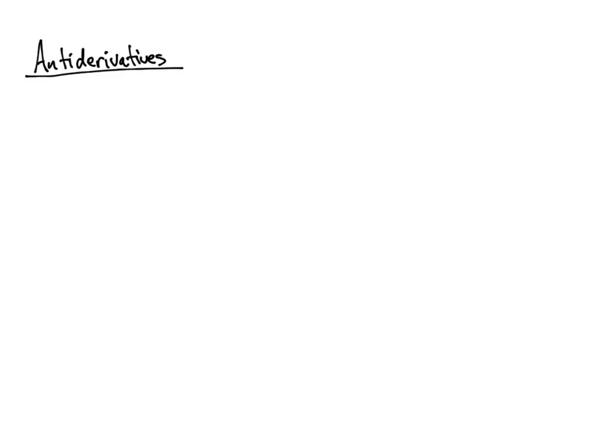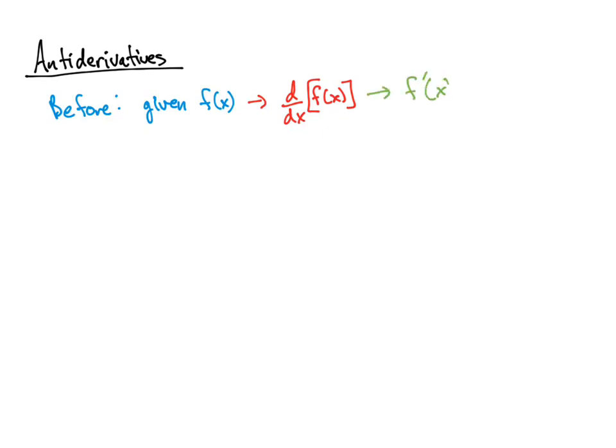In this video, we're going to be talking about antiderivatives. So earlier on, when we were first working with functions and derivatives, we would be given a function, say f of x, and then we would take the derivative of f of x, and that would leave us with the derivative we could write as f prime of x. We'd be given a function, we'd differentiate, and then we'd end up with the derivative of the function.